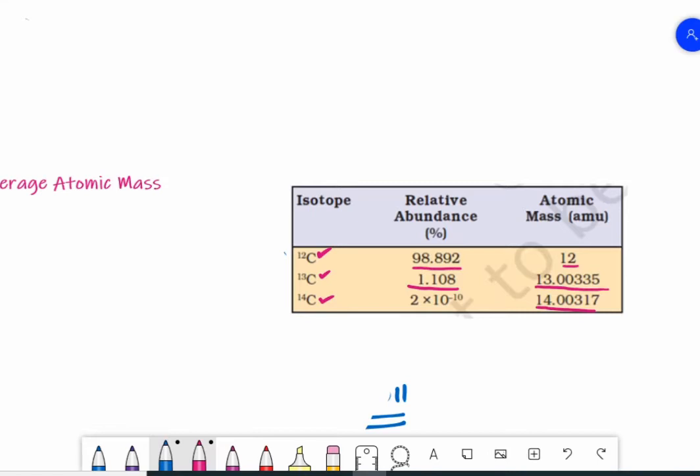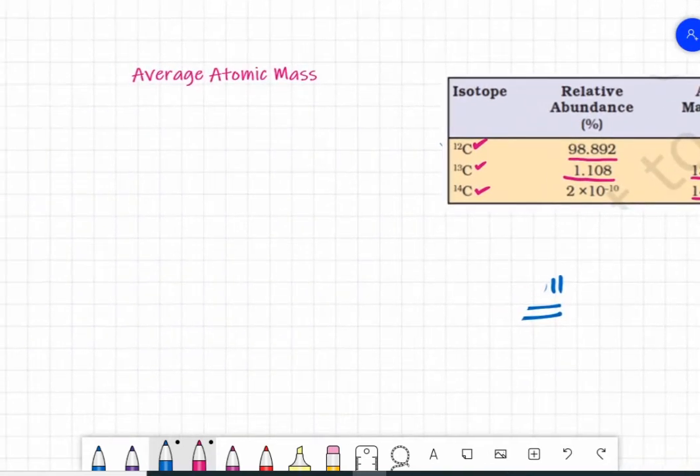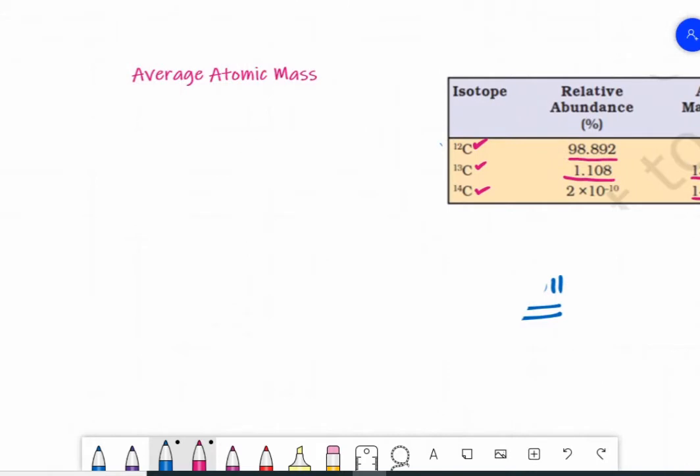Okay, so I'm just going to calculate the average atomic mass of carbon now. How do we calculate that? For that purpose, we have to consider the relative abundance, divide it by 100, and then multiply it with the atomic mass unit. So average atomic mass of carbon, I'm just going to calculate. We start with the relative abundance of carbon 12. How much is it? 98.892 divided by 100, because it is given in percentage, and you have to multiply with its atomic mass. How much is it? It is 12.